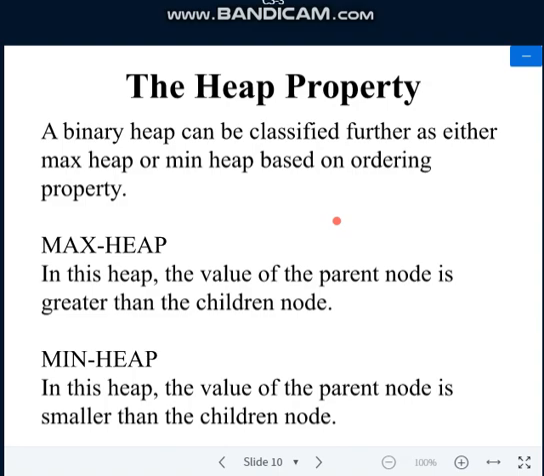In a min heap, the value of the parent node is smaller than the children, so it should be smaller than both the left child and the right child. Is that clear? These are the two different types of heap that you can construct. One is max heap and one is min heap. In a max heap, the value of the parent node will be greater than both the left child and the right child, and in a min heap, the value of both the left child and the right child will be greater than the parent node.